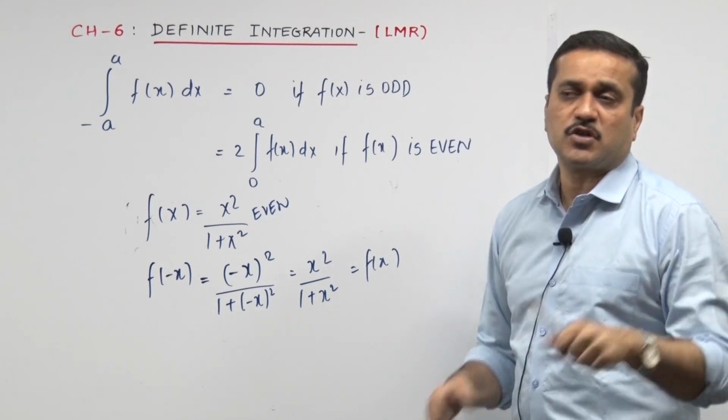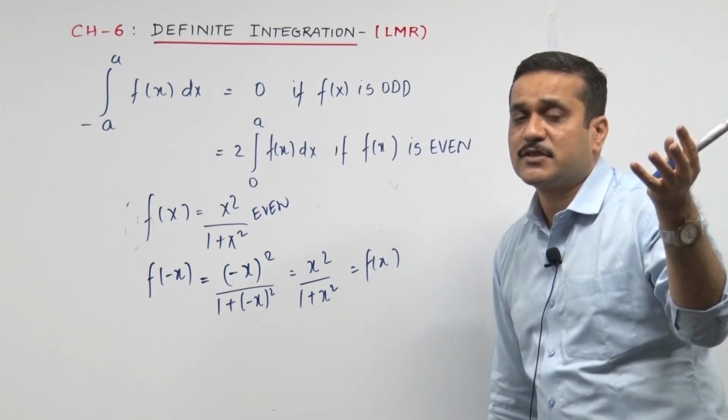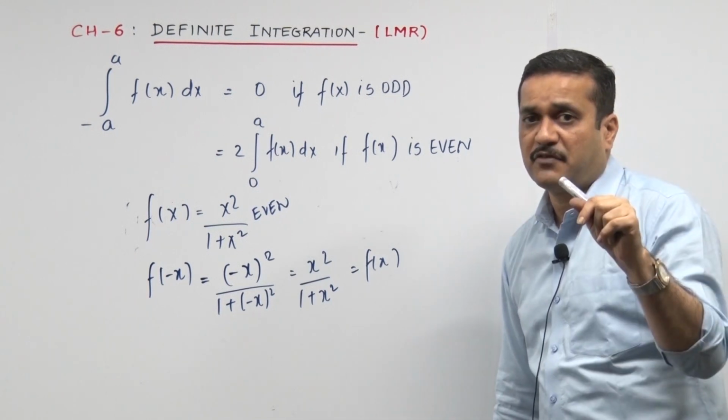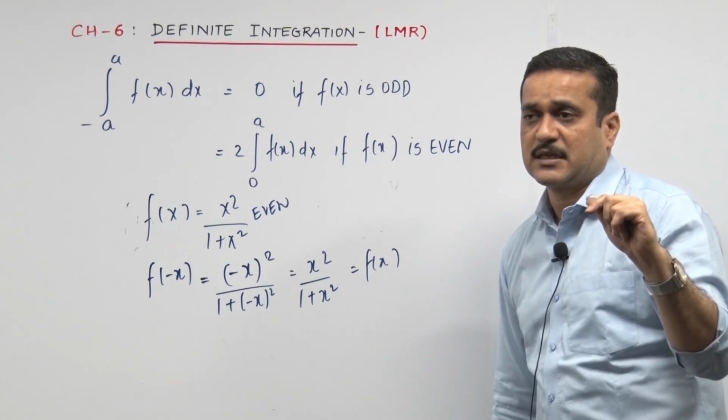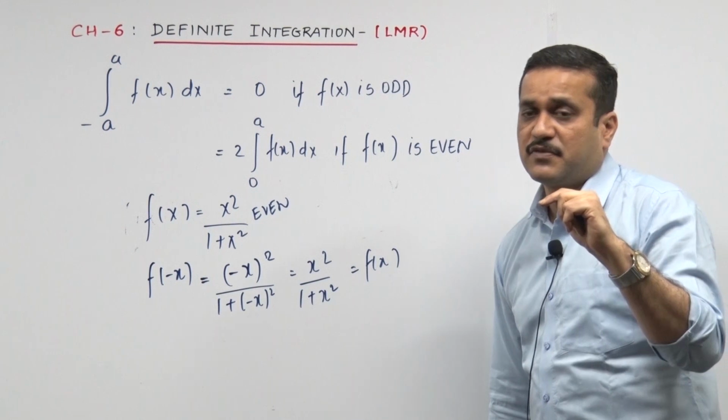How? Was not a good question. Change all your x to minus x. You come back to f of x. If you come back to f of x, the function was an even function.